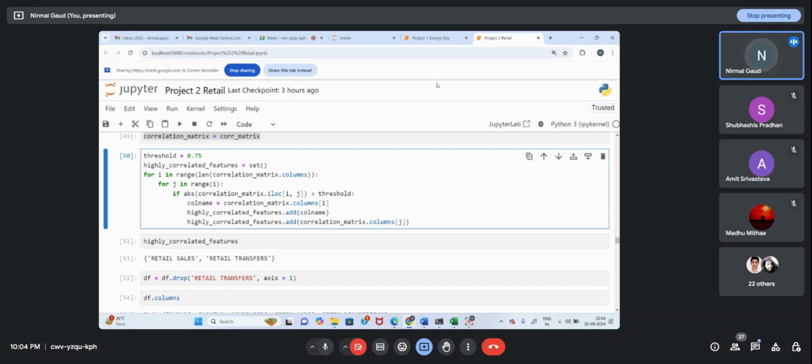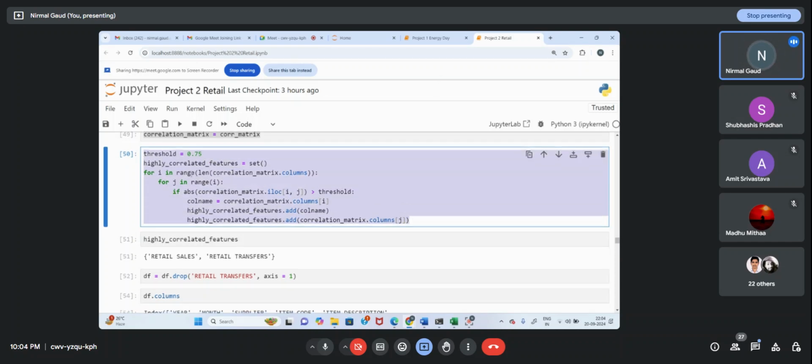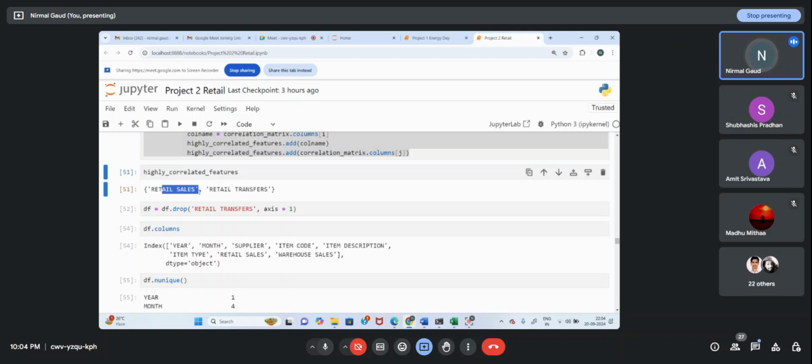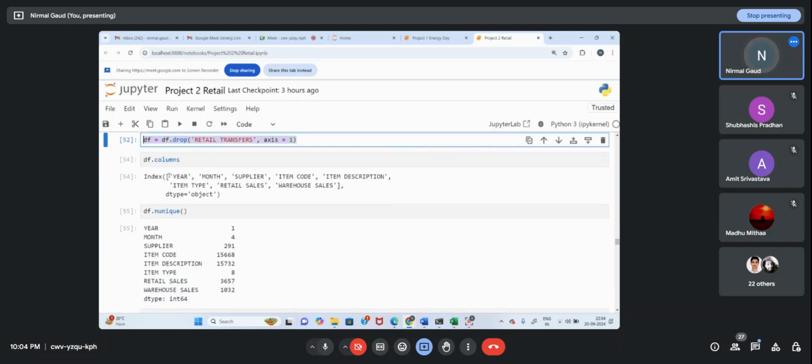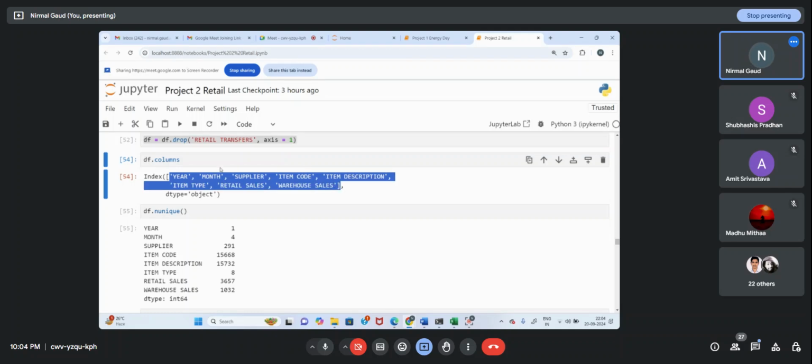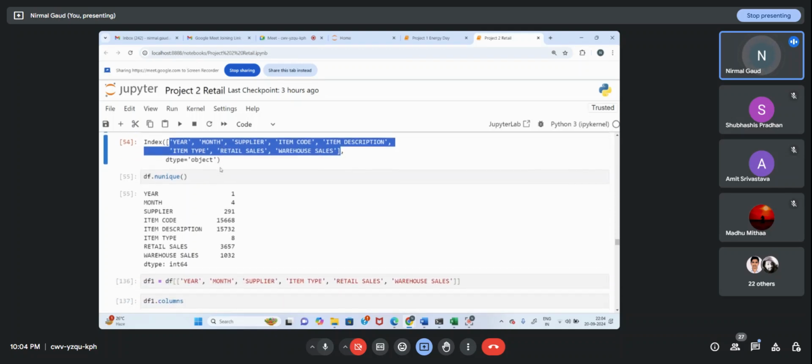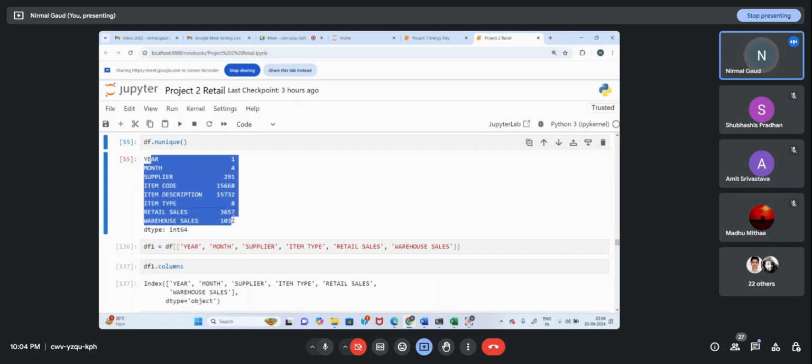Okay, fine, so this is done. I calculated the correlation between each and every feature. The threshold is 75, so among the correlated features, retail sales and retail transfers are there. I will drop retail transfer because I can take retail sales on my target axis. So these are my left out columns, and these are the number of unique values present in the columns.